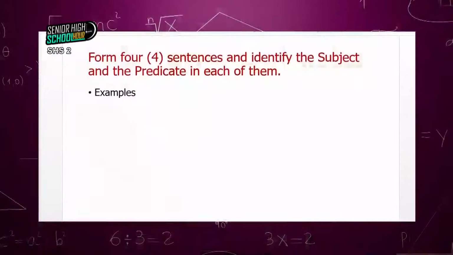But don't forget that to identify the predicate, you only have to find the verb. And from the verb to the end becomes your predicate. And what is left on the left side, which is normally a noun or a nominal, becomes your subject. Good. Now, I'd like you to form four sentences on your own and identify the subject and the predicate in each sentence. That is your work for now. I'm waiting. Four sentences. And identify the subject and the predicate.